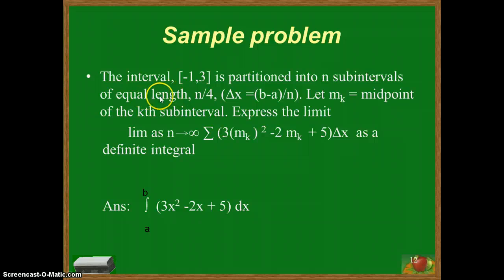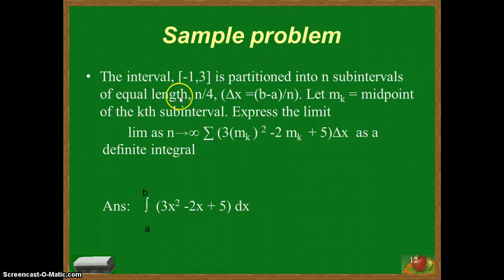Here's a sample problem. Let's say we've got a closed interval, -1 to 3. We divide it up into n subintervals of equal length. An easy way to get this is delta x, the width of the subintervals, equals b minus a over n. If we take b minus a and divide it by n, that will give us the width of the subintervals.